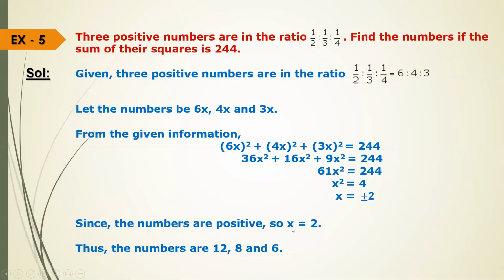If you leave the solution at x = 2, you will not get the answer mark, because we have to find the numbers. And our numbers are 6x, 4x and 3x, which you will get after multiplying by the value of x, which is 2, that we are getting after solving.